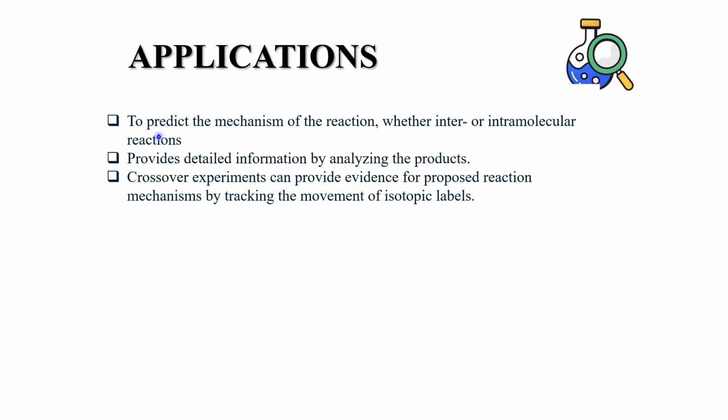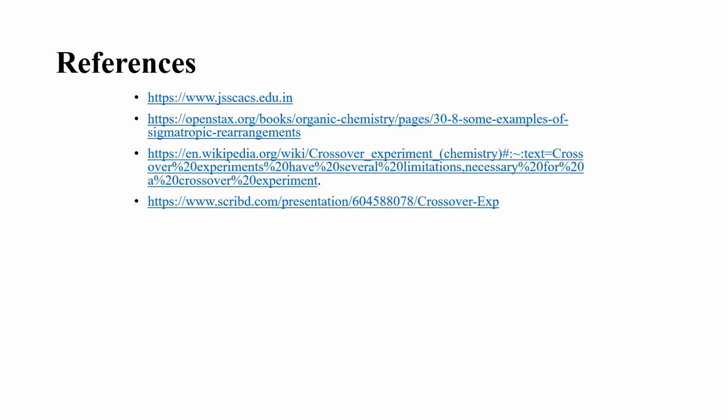These are the applications: to predict the mechanism of a reaction, whether it is intermolecular or intramolecular. It provides detailed information by analyzing the products. These crossover experiments can provide evidence for proposed reaction mechanisms by tracking the movement of isotopic labels. And these are the references I used in this lecture.